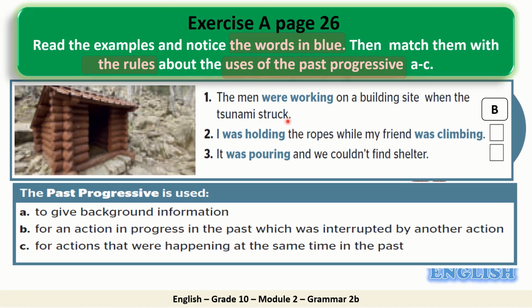Okay, so let's move to sentence number 2. I was holding the ropes while my friend was climbing. The answer is C. So we use it for actions that were happening at the same time in the past. I was holding at the same time my friend was climbing. Good. The last sentence: it was pouring and we couldn't find shelter. So here the answer of course is A, which means we use the past progressive to give background information.